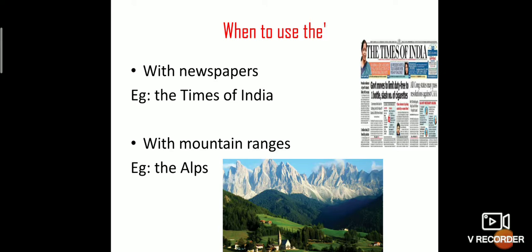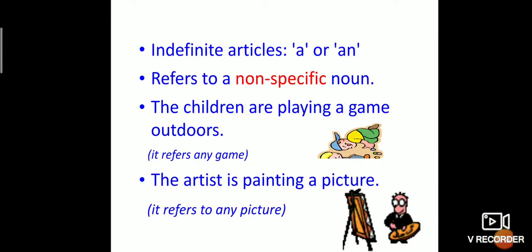Please don't get confused that mountain and mountain ranges, these are two different things. With the mountain ranges, we use the. With mountains, we use a or an. Alright. So, it's the Alps, the Himalayas.